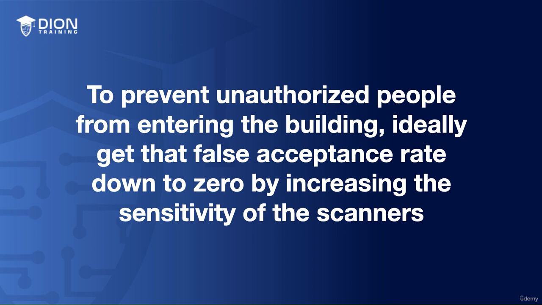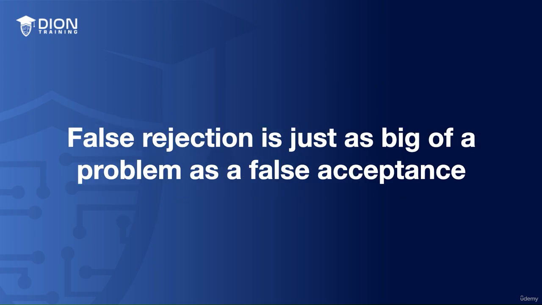Now, on the other side of the spectrum, we also have a false rejection. Now, a lot of people think that a false rejection is not a problem, but this is actually just as big of a problem for us as a false acceptance. Let's go back to that last example. Let's say I increase the sensitivity of the fingerprint scanner to attempt to eliminate all of the false acceptance rates, or FAR, that we were getting, so that way I can make sure nobody's getting in the system except those who are authorized to do it.